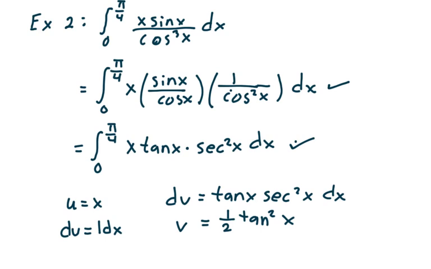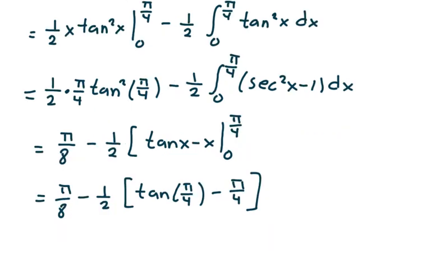And this is another by parts problem. I'm going to let u equal x. du is 1 dx. dv is tangent x secant squared x dx. And v is 1/2 tangent squared x. And so remember the uv minus the integral of v du. So this is 1/2 x tangent squared x evaluated from 0 to pi over 4 minus 1/2 the integral from 0 to pi over 4 of tangent squared x dx.